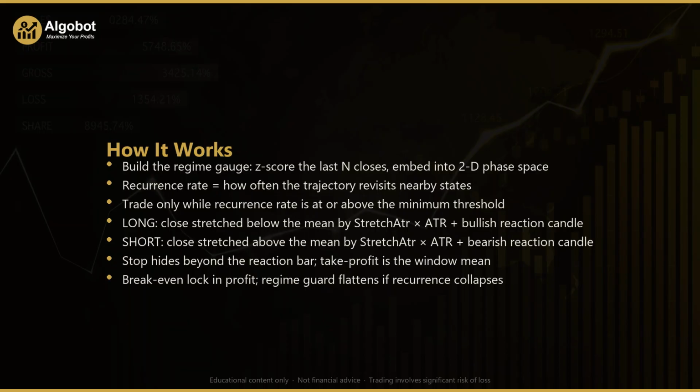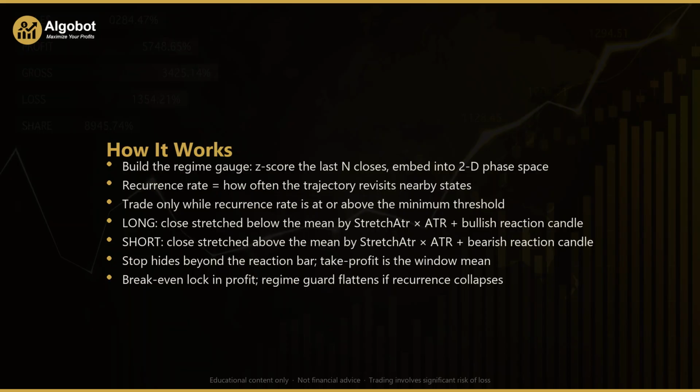That recurrence rate is the gatekeeper. If it sits below the minimum of 0.15, the market is not considered range-bound, and the strategy simply stands aside. No new fades are opened. When the recurrence rate is at or above that threshold, the strategy looks for a stretch. For a long, the just-closed bar must sit below the window mean by at least 1.6 times the average true range, and that same bar must be a bullish reaction candle, meaning it closed higher than it opened.